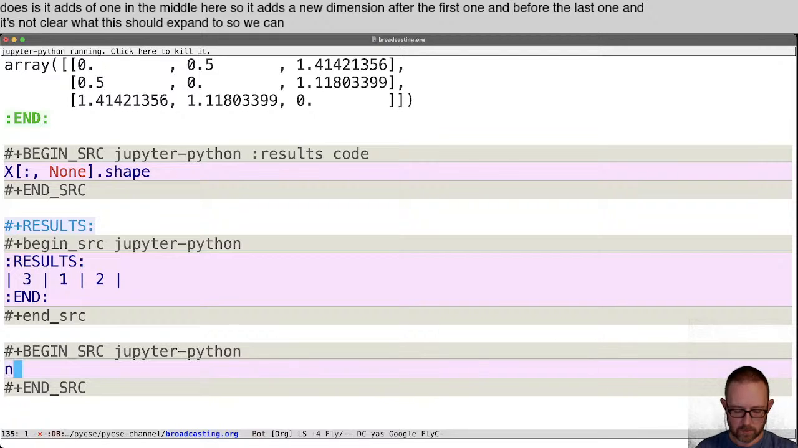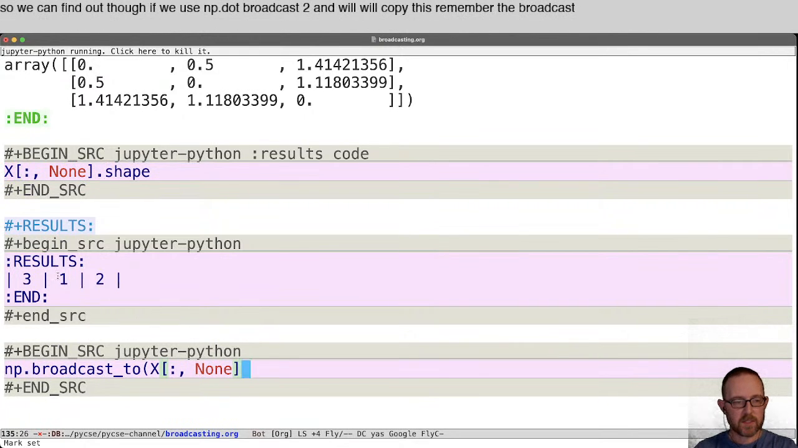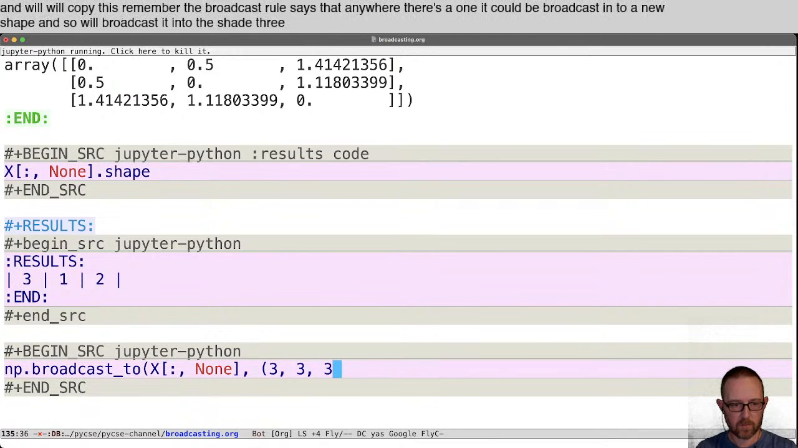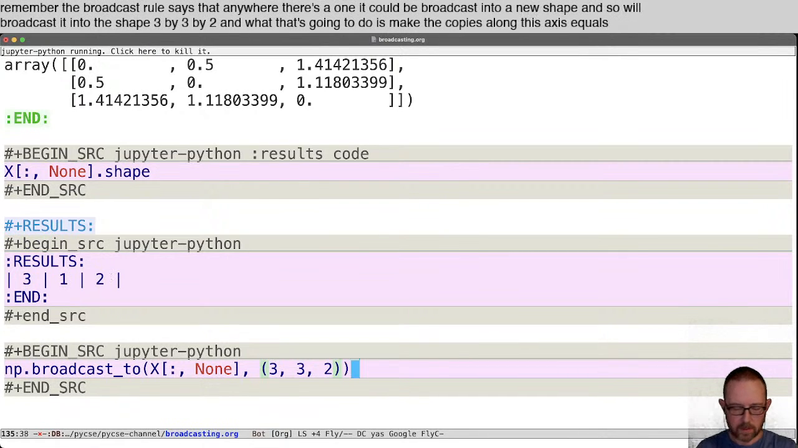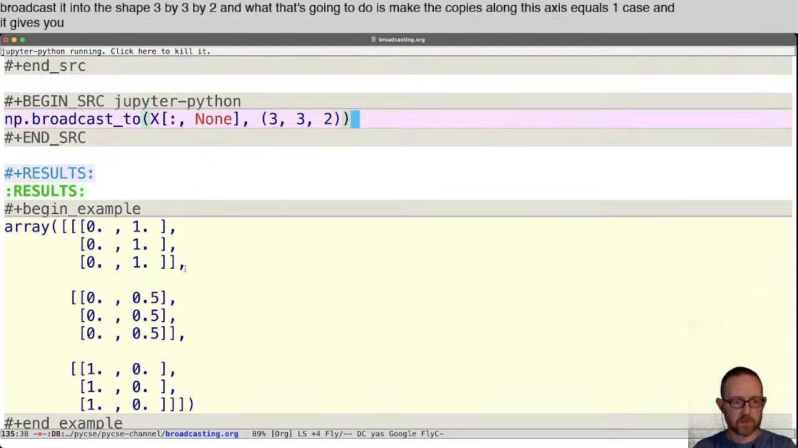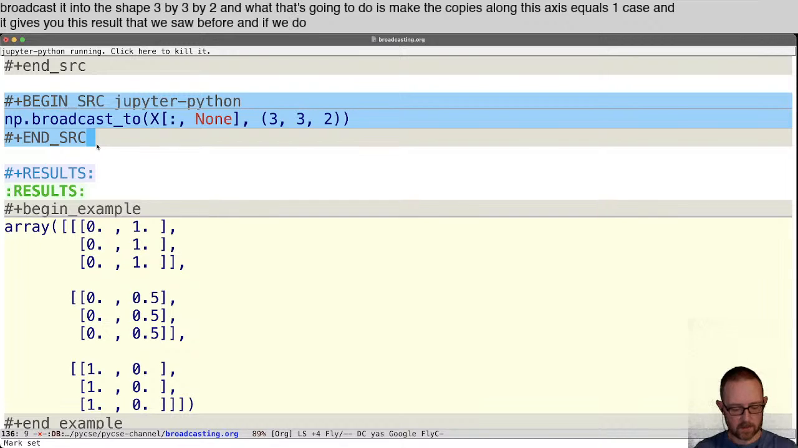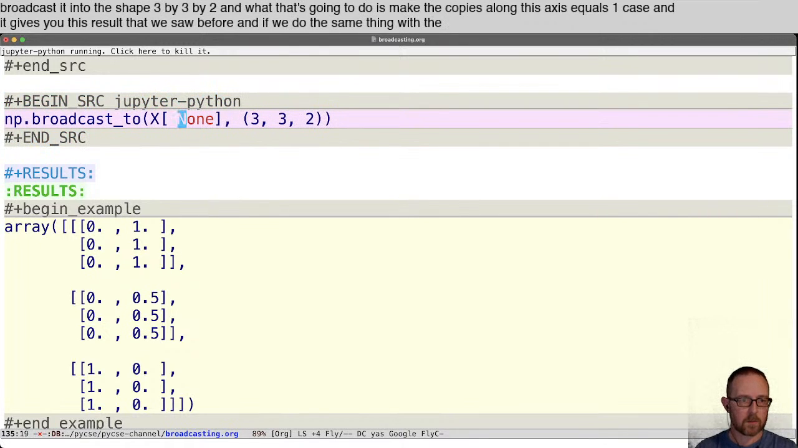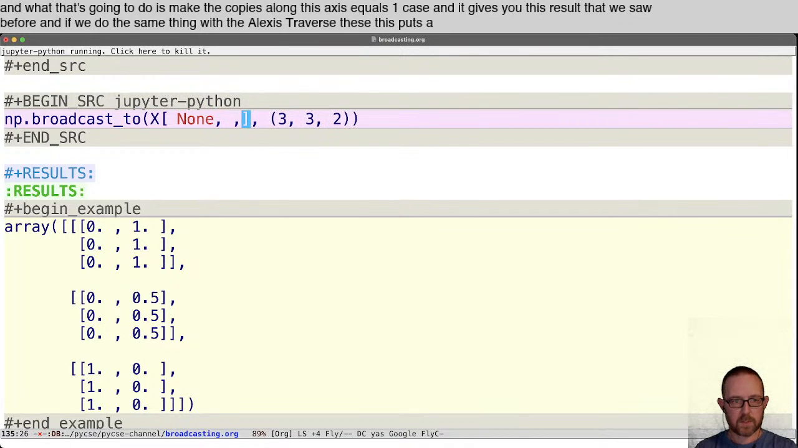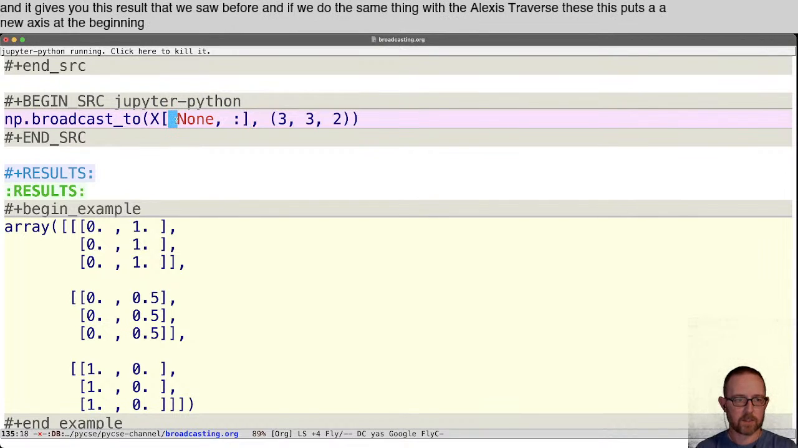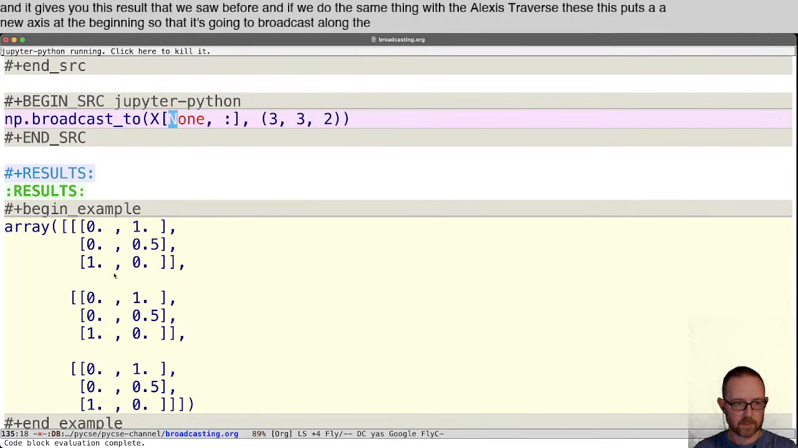So we can find out though if we use np.broadcast_to, and we'll copy this. And remember, the broadcast rule says that anywhere there's a 1, it can be broadcast into a new shape. And so we'll broadcast it into the shape 3 by 3 by 2. And what that's going to do is make the copies along this axis equals 1 case. And it gives you this result that we saw before. And if we do the same thing with the, let's just reverse these, this puts a new axis at the beginning so that it's going to broadcast along the rows. And so that gives us this version.